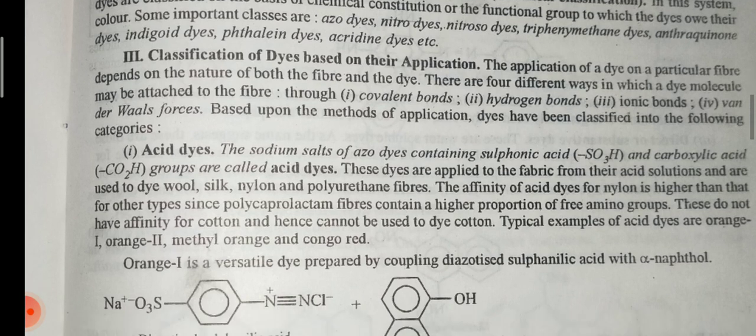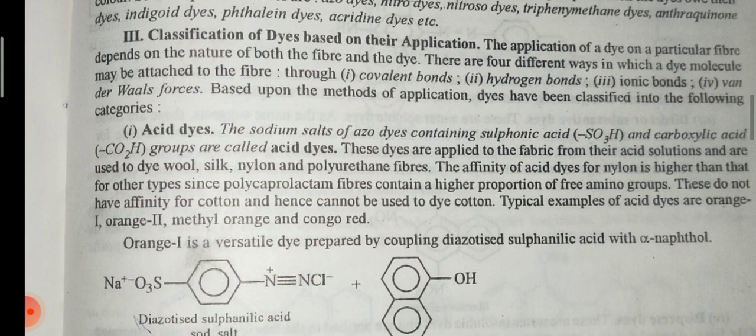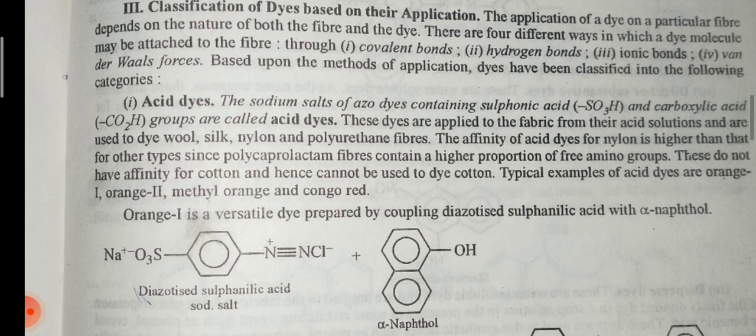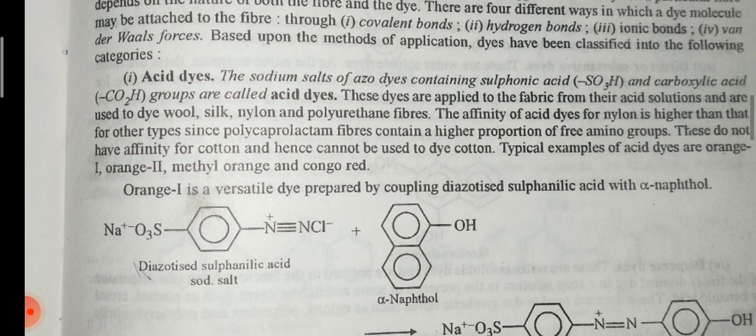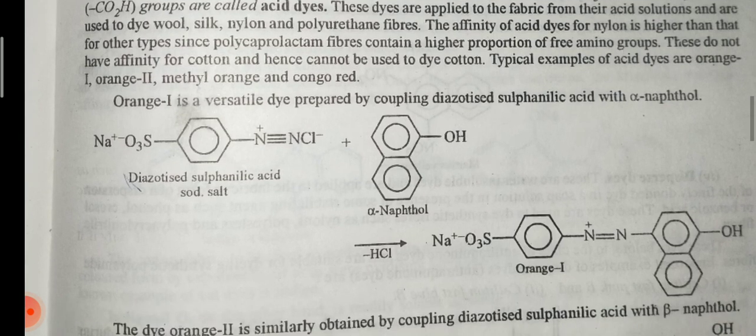Acid dyes. The sodium salts of azo dyes containing sulfonic acid and carboxylic acid groups are called acid dyes. These dyes are applied to the fabric from their acid solution and are used to dye wool, silk, nylon and polyurethane fibers. The affinity of acid dyes for nylon is higher than that for other types since polycaprolactam fibers contain a higher proportion of free amino groups. These do not have affinity for cotton and hence cannot be used to dye cotton. Typical examples of acid dyes are orange I, orange II, methyl orange and Congo red. Orange I is a versatile dye prepared by coupling diazotized sulfanilic acid with alpha-naphthol.